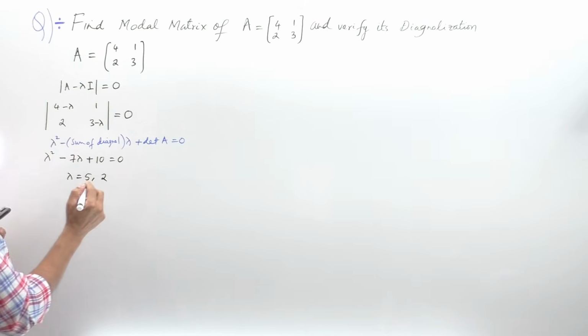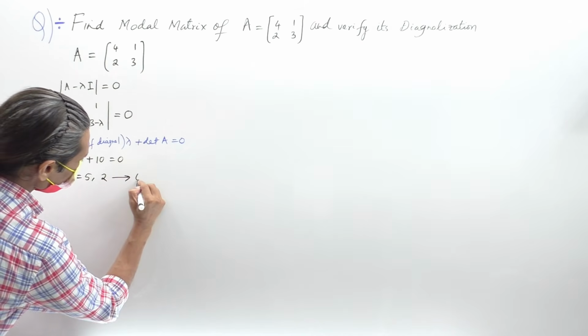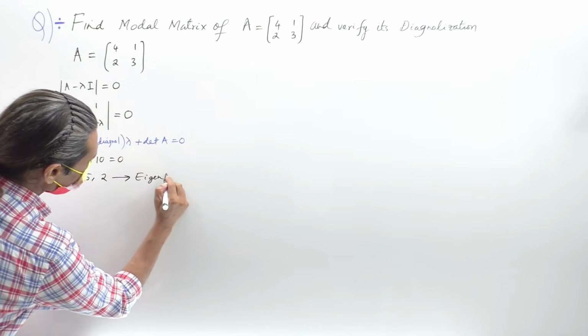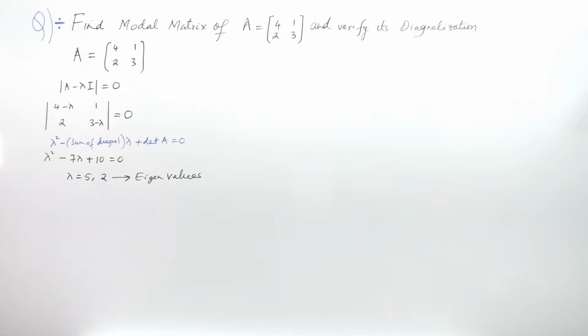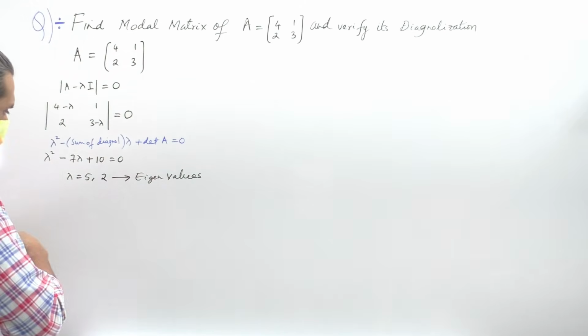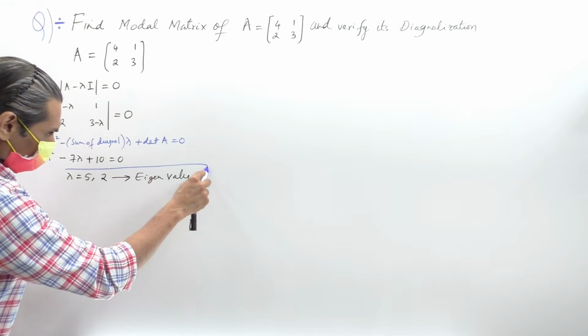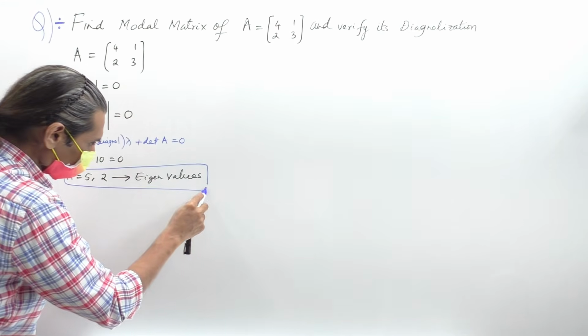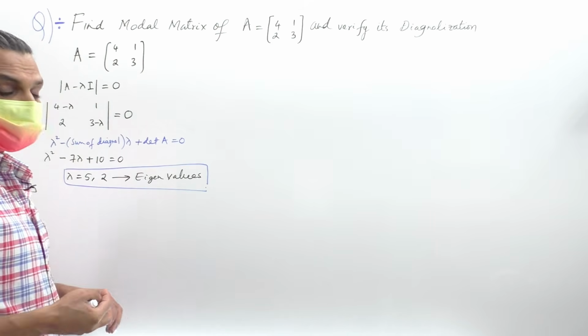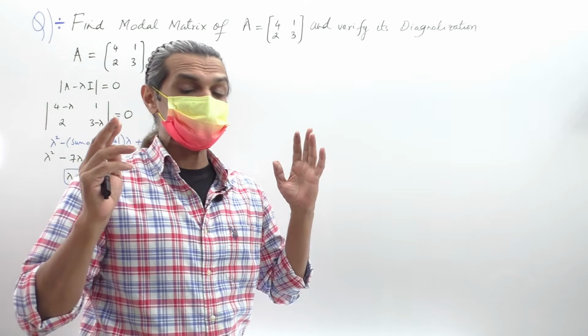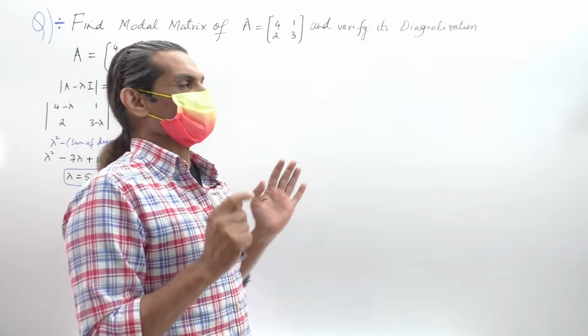These values are called what? Eigenvalues. Please underline it. So lambda is equal to 5 and 2 are called eigenvalues. Now, each eigenvalue will have its own eigenvector. Let's find the eigenvector now.